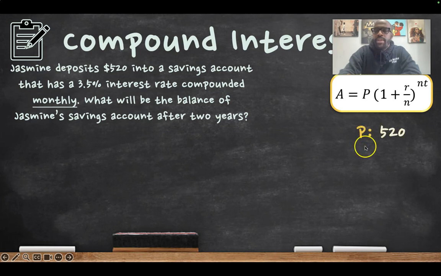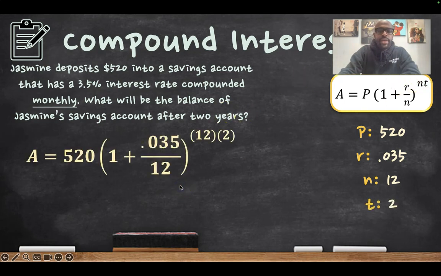So then P, which is the principal, is 520. The rate, we have to convert that 3.5% to a decimal. We take that 3.5 and divide it by 100, and we should get 0.035. And how many times is it being compounded each year? Monthly is 12. So we'll put 12 in 2 different places. And then how many years have passed? It's going to be 2 years, so T would be 2.